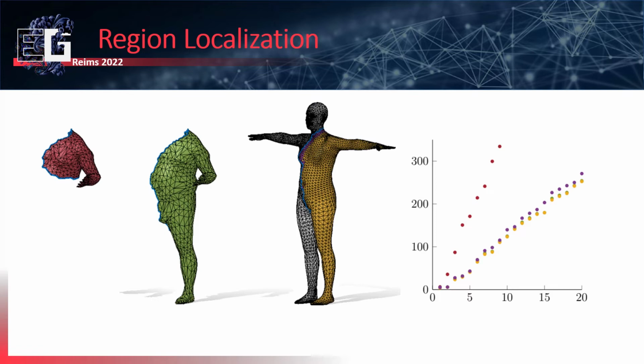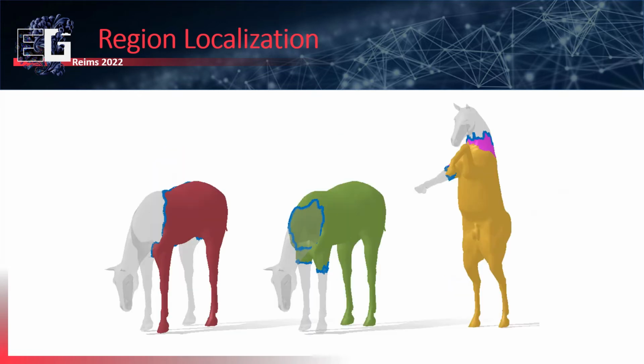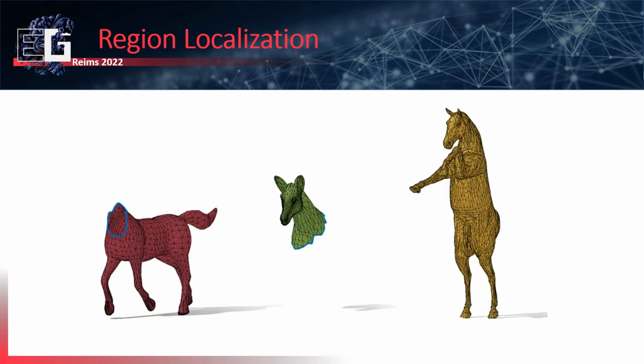We also experimented on different classes other than humans, here on horses. And this is particularly interesting because the spectral union operator has not been trained from scratch to work on horses. We just took the spectral union trained on humans and fine-tuned it to work on horses, and it worked very well. As you can see, the region localized is quite accurate, regardless of the discretization or the differences between the horses, which are quite different.